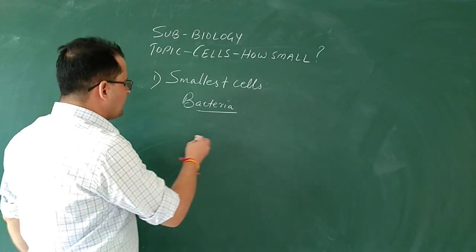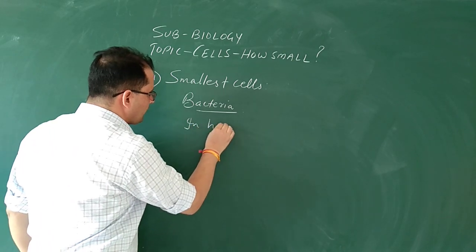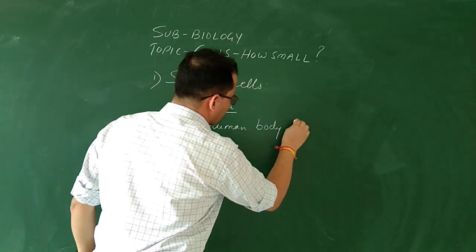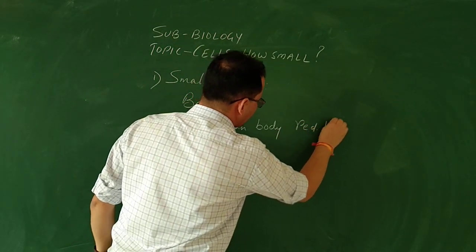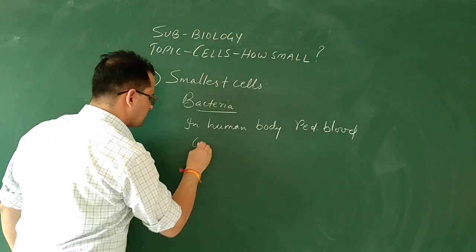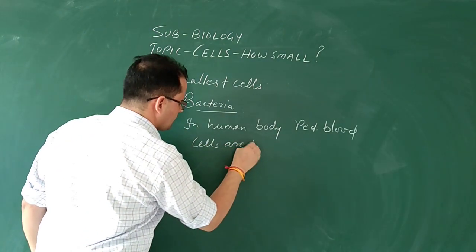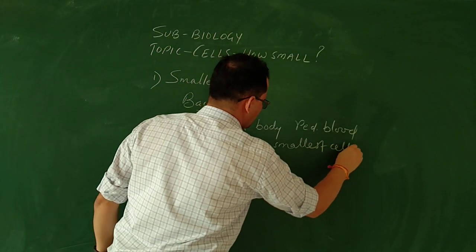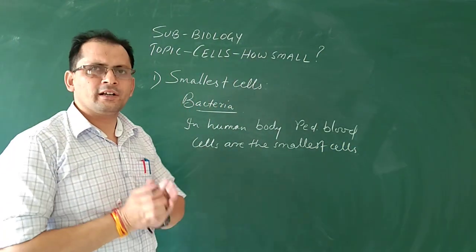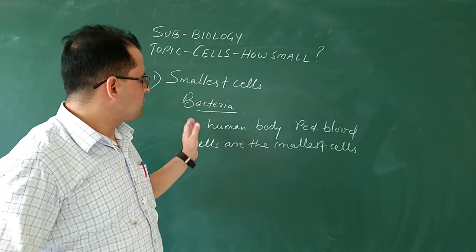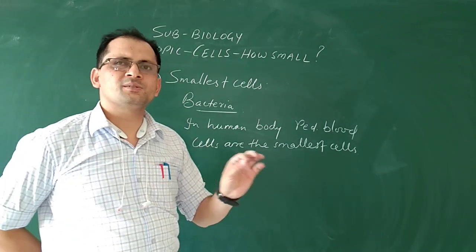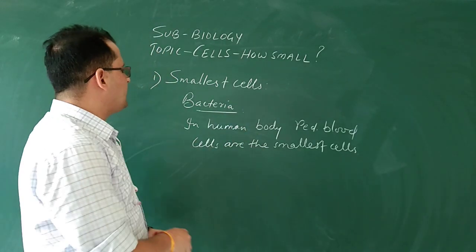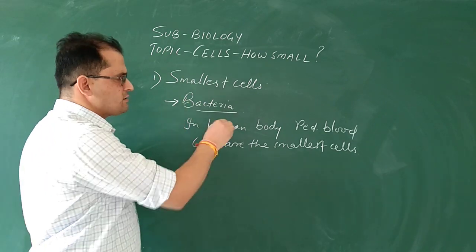And in the human body, red blood cells, that is erythrocytes, are the smallest cells. An important thing to remember here is that questions can come like, which is the smallest cell? Then you have to say bacteria. You will say bacteria is the smallest cell.